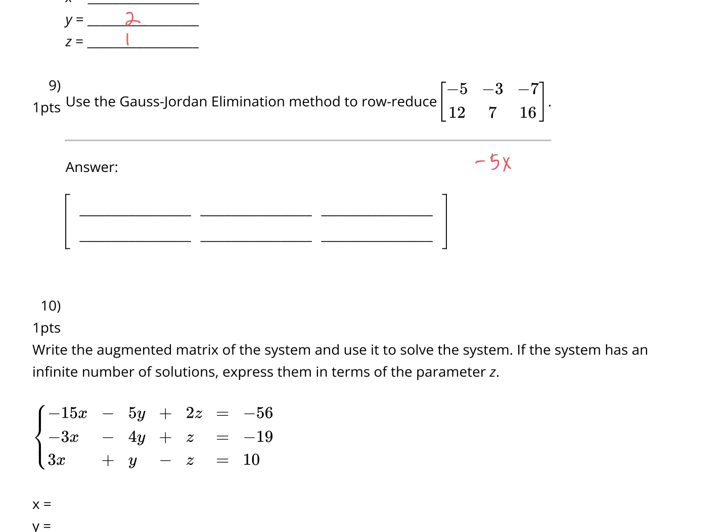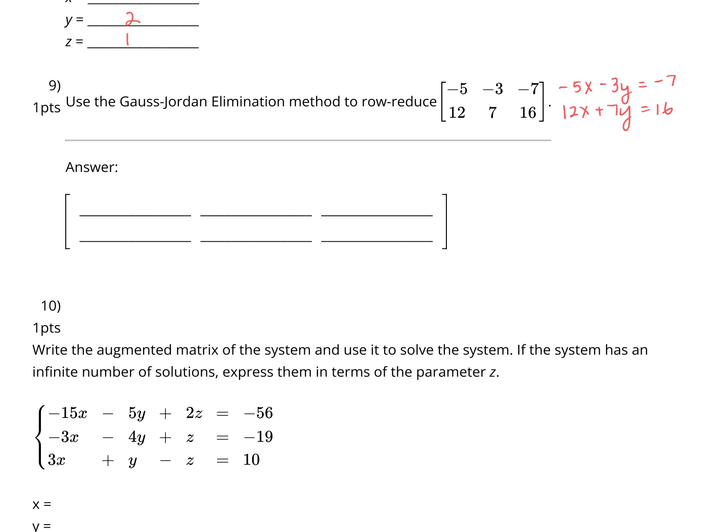Just to show you something different, let me write it up here. This first row makes an equation, 5x minus 3y equals -7. And the second row makes an equation, 12x plus 7y equals 16. Okay, so now what I want to do is solve this.